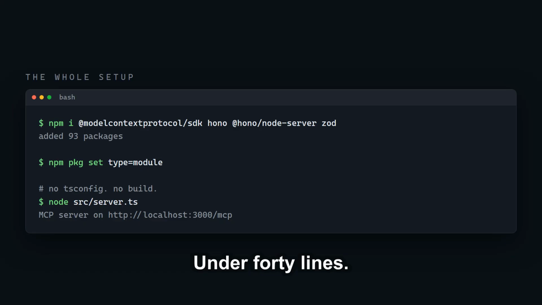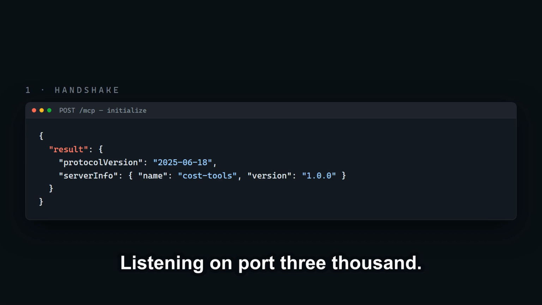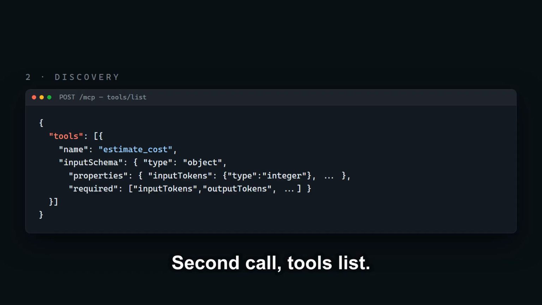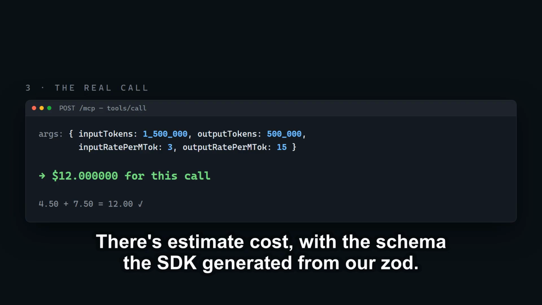node server.ts. Listening on port 3000. First call, initialize. The server answers with its name, cost tools, and the protocol version. Handshake done. Second call, tools/list. There's estimate cost, with the schema the SDK generated from our Zod. Third call, the real one.